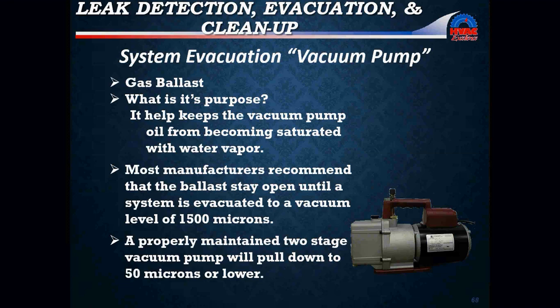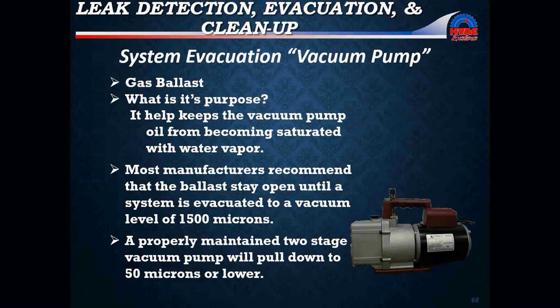Now, the gas ballast, what is its purpose? Okay, it helps keep the vacuum pump oil from becoming saturated with water vapor. Most manufacturers recommend that the ballast stay open until the system is evacuated to a vacuum level of at least 1,500 microns. Okay, a properly maintained 2-stage vacuum pump will pull down to 50 microns or lower. When the gas ballast is opened, it allows surrounding air to be drawn into the pump and mixed with the air and moisture pulled from the system. It helps to reduce the amount of moisture transferred to the vacuum pump oil.